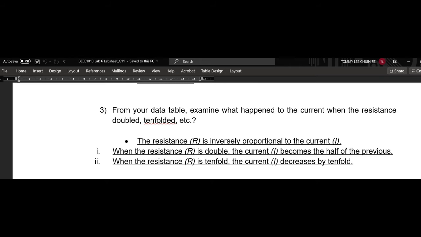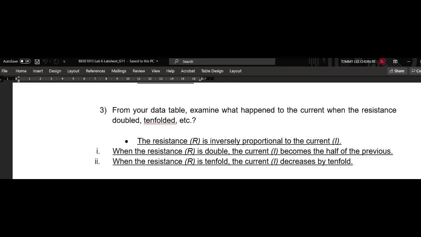Okay, it is inversely proportional to the resistance. So we can say that when the resistance is doubled, the current becomes half of the previous value, and when the resistance is increased by tenfold, the current decreases by tenfold as well.